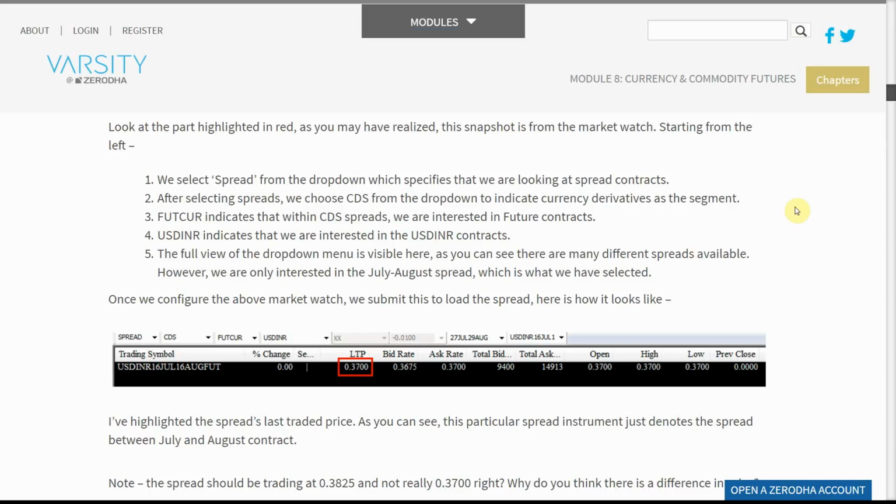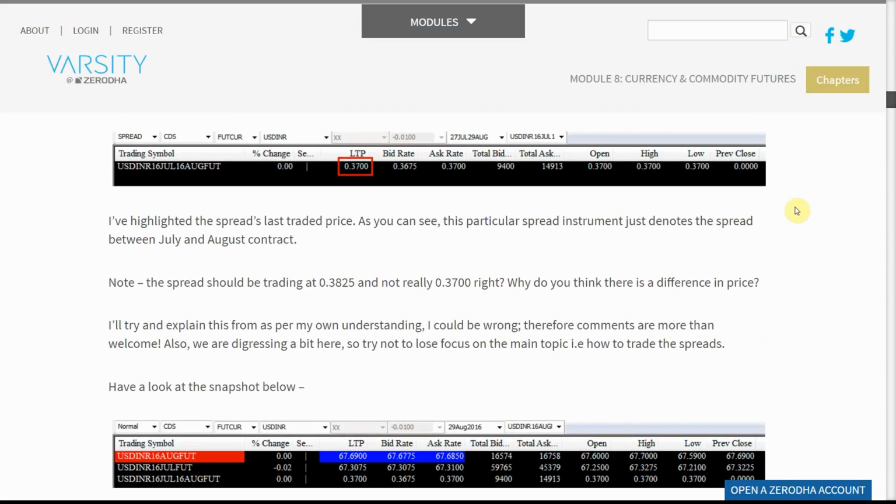Once we configure the above market watch, we submit this to load the spread. Here is how it looks. I've highlighted the spread's last traded price. As you can see, this particular spread instrument just denotes the spread between the July and August contract. Note, the spread should be trading at 0.3825 and not really 0.3700, right?